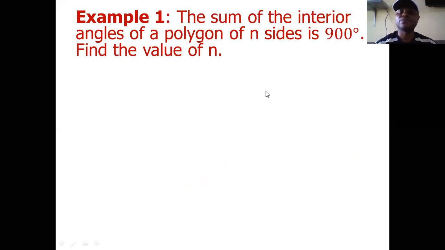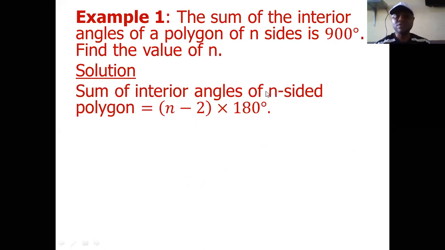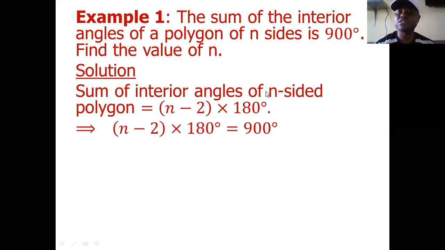Now, from that table, what is the value of n according to the problem given here? The sum of the interior angles of a polygon of n sides is 900 degrees. Find the value of n. Let's go. On that table, we had a general pattern: the sum of interior angles of an n-sided polygon is n minus 2 times 180 degrees. The sum has been given to us to be 900 degrees, so all we need to do is take n minus 2 times 180 and equate it to 900 degrees.